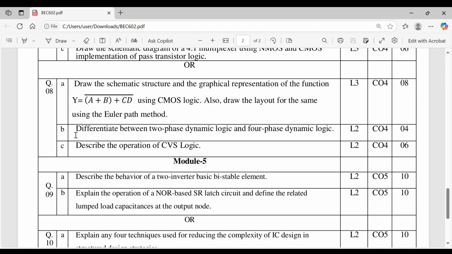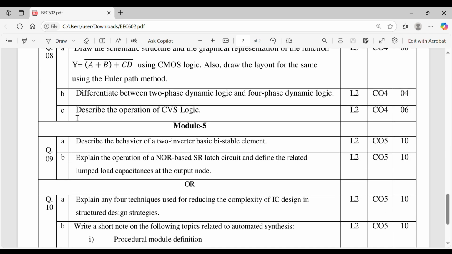8B question is difference between the two-phase dynamic logic and four-phase dynamic logic. 8C question is describe the operation of a CVSL logic. This is important, guys. The operation of the CMOS CVSL logic.